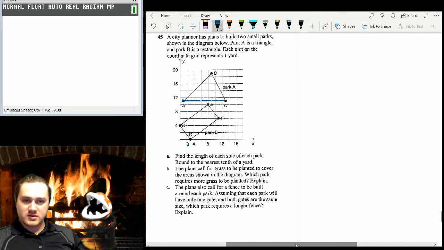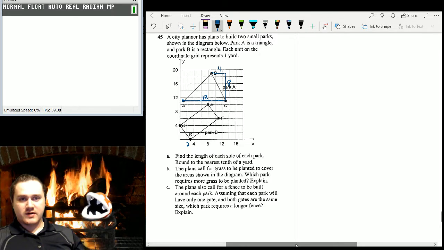So the bottom is 12 units. Now we have to do the same thing for everything else. So we'd have to do Pythagorean theorem again here. If I'm going over, this is 1, 2, 3, 4 at the top, and then 1, 2, 3, 4, 5, 6, 7, 8 on the side. So that's 8 and 4.